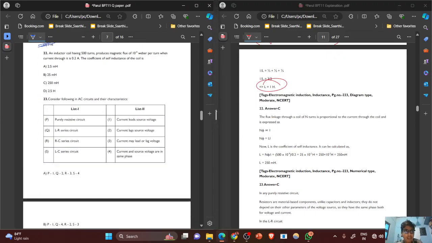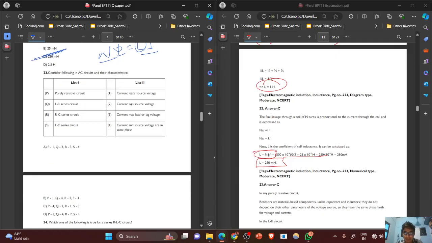Moving ahead. An inductor coil having these turns provides a magnetic flux of this, and the current is 0.2 ampere. The coefficient is asked. It is again a formula based question. Simply N phi equals L i. You are asked for L. Turns are given, phi is given, I is given. Put the values and just do this calculation. Once you do it, L will come out to be 250 milli Henry. That option is the correct answer.